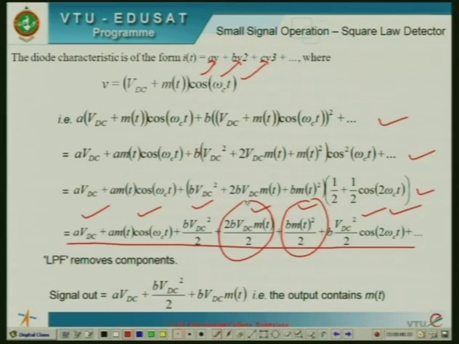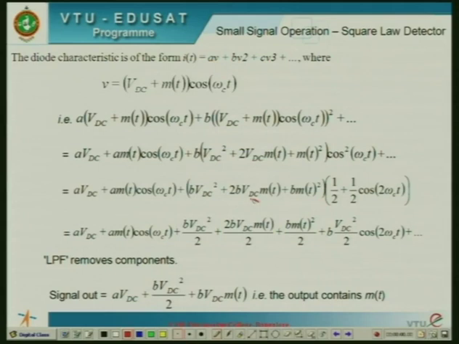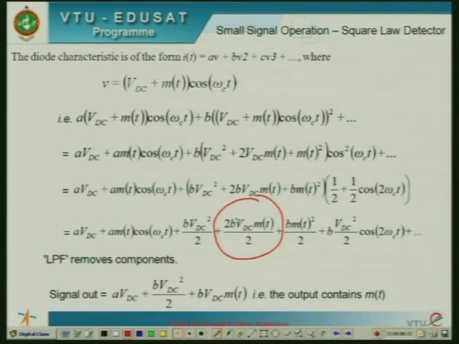These two components are important because they do not have a carrier along with the modulating signal m(t). Because there is no carrier available with these signals, we have to see how to extract this data. Let us understand the first term: it is m(t) multiplied by VDC multiplied by 2b, all divided by 2. So it is m(t) multiplied by b VDC. That means your modulating signal is now scaled by a parameter b VDC.